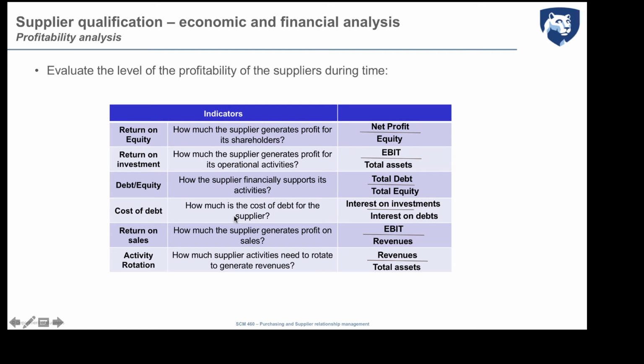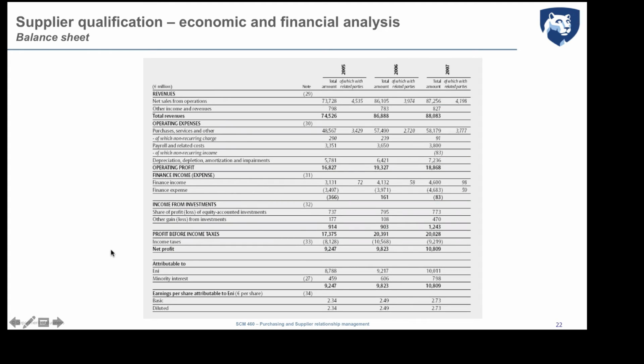Then you have the cost of debt. So you can see how much is the cost of debt for the supplier. This is made by dividing the overall interest on investment by the overall interest of debts, which is here. Here, income from investment, financial income.